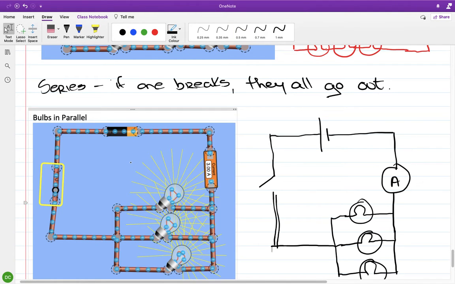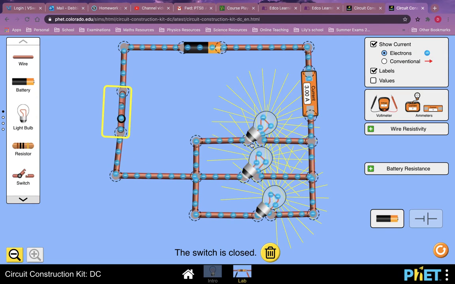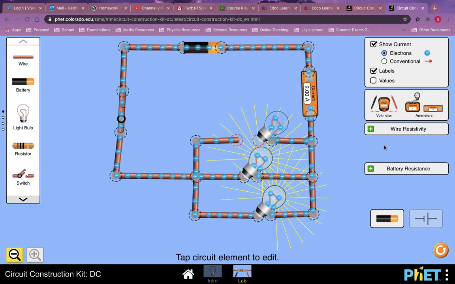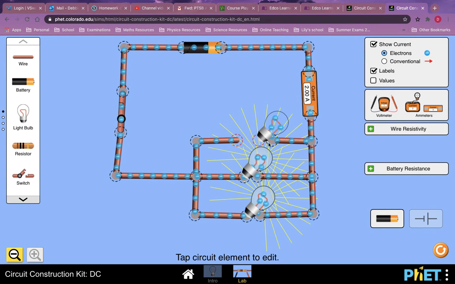Okay, so watch what happens now when I break one. Okay, so I broke the first one, but there's still a path. See the way the electrons in this path here have stopped? But it doesn't affect this path and it doesn't affect this path. Even if I break another one, that middle one will keep going. So because they're on separate paths, if you break one, it doesn't mean they're all broken.